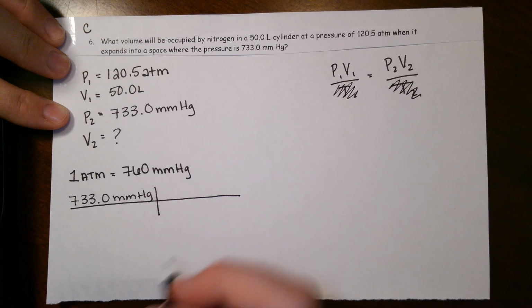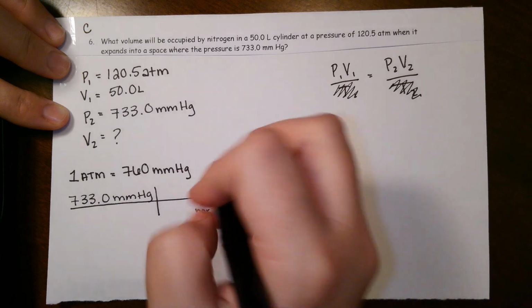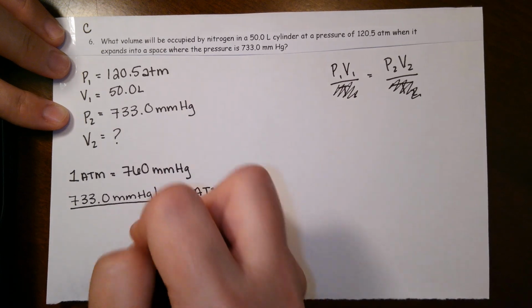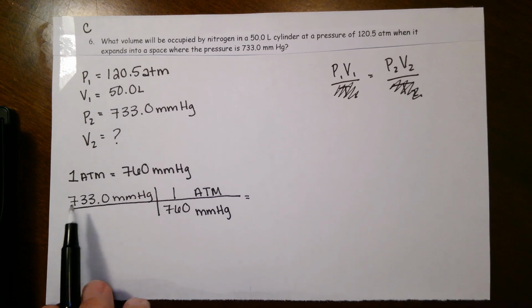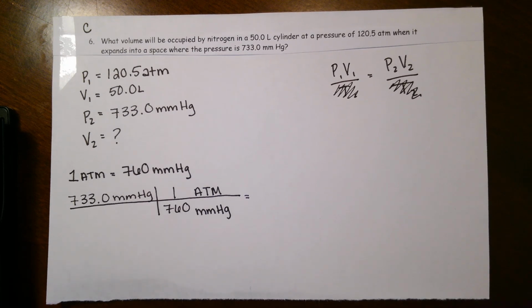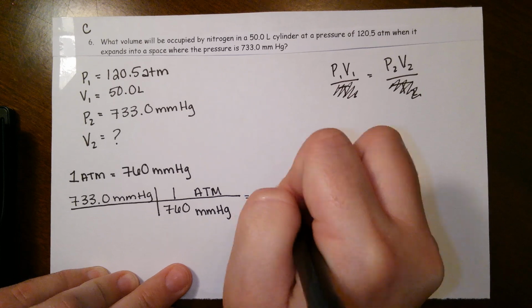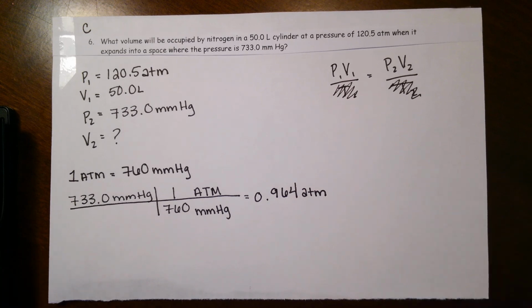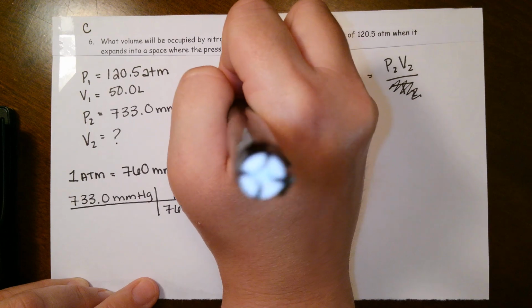So if we have millimeters of mercury up top, it's going to follow through down to the bottom. We're able to convert directly to atm because we have that conversion. So we know 1 atmosphere is equal to 760 millimeters mercury. So we plug it in, 733 times 1 divided by 760, and we get 0.964 atm. So we've converted it. Let's rewrite it just so we have all of our variables nice and clear.